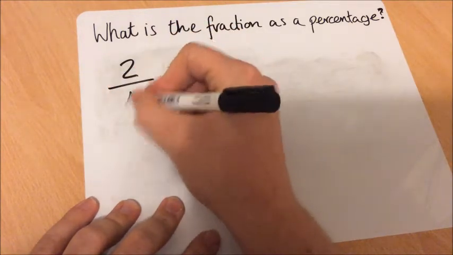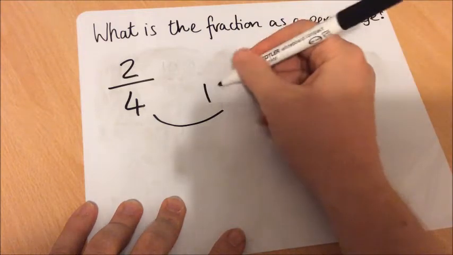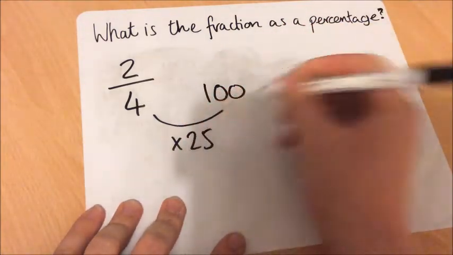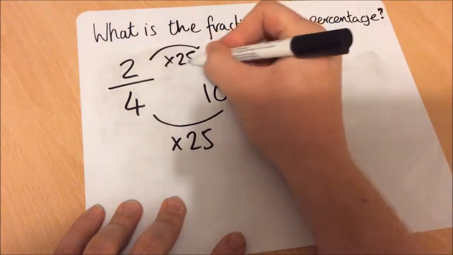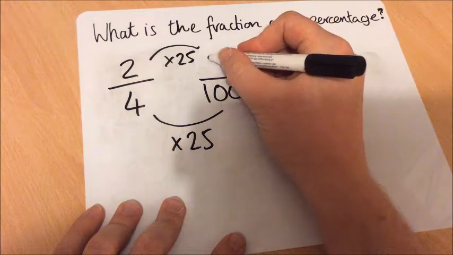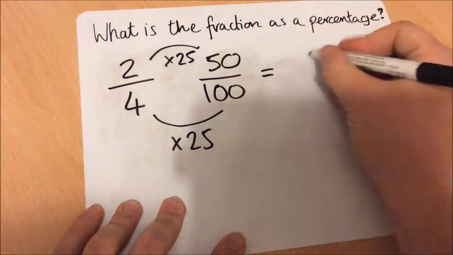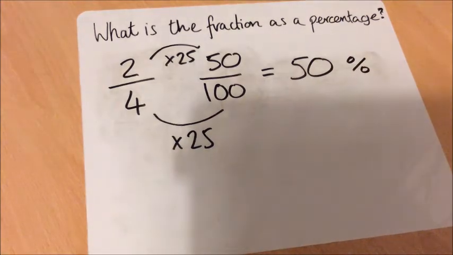If you have 2/4, again, get that denominator to 100. So 4 times 25 gets you to 100. 2 times by 25 as well becomes 50. So again, you've got 50 over 100, which means that that is 50%.